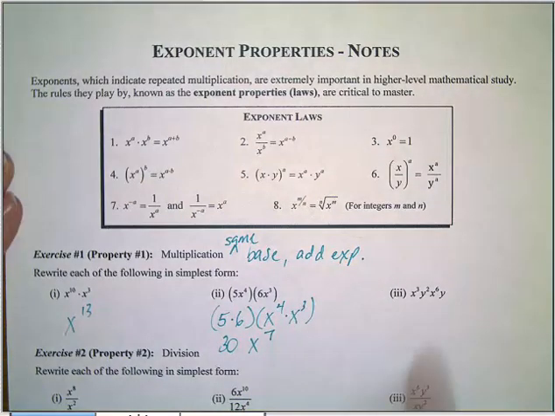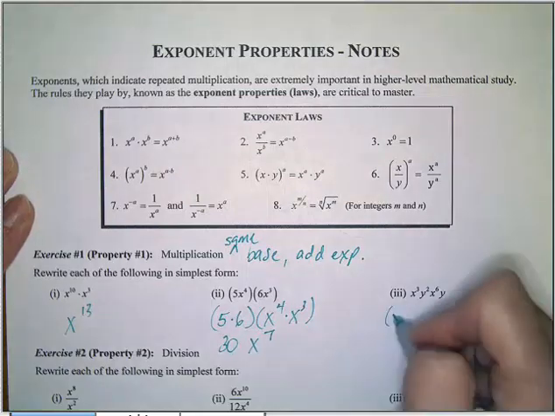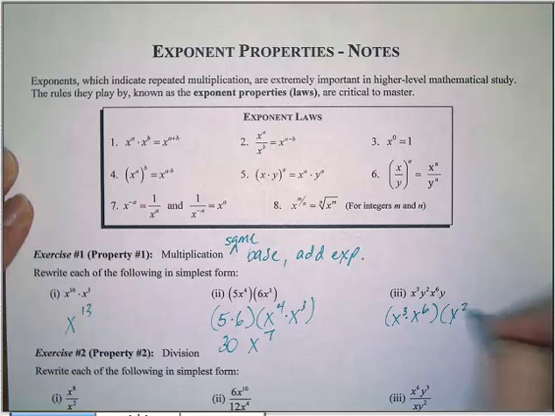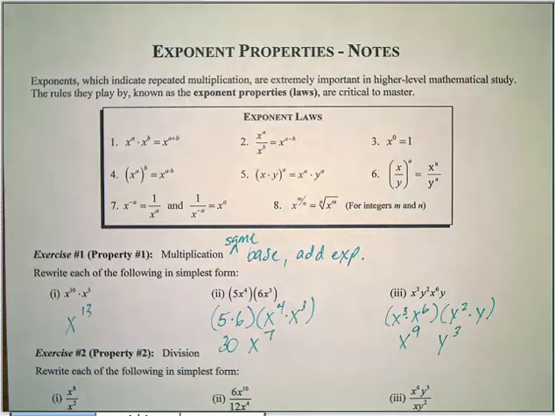Whew, we have a bunch of letters listed, so we are going to group the like ones. So x to the 3rd times x to the 6th, y squared times y. So we get x to the 9th, y to the 3rd. We don't have to put dots between them because when letters are listed in order, we assume that is multiplication unless there's another sign between them.